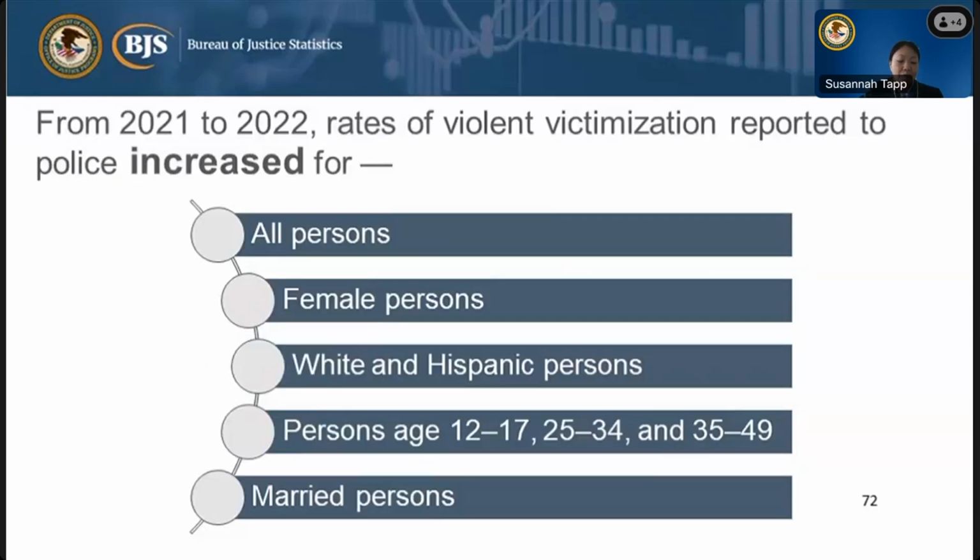Looking at crime reported to police in 2022, the rate of violent victimizations reported to police increased from 7.5 to 9.7 per 1,000. And the rate of violent victimization reported to police also increased for white and Hispanic persons, females, persons ages 12 to 17, 25 to 34, and 35 to 49, and for married persons.